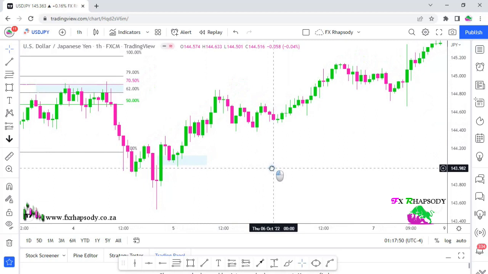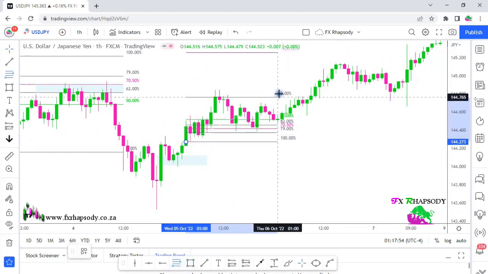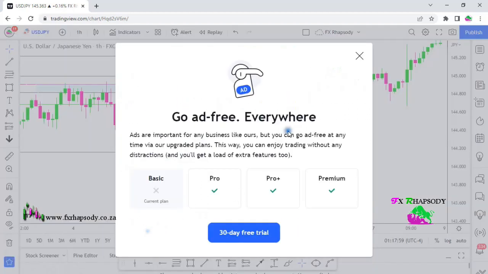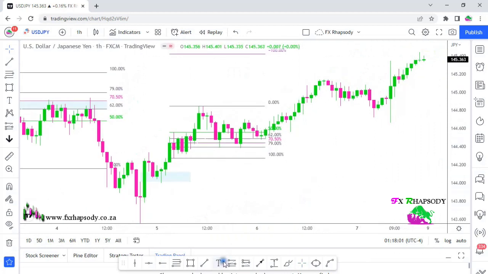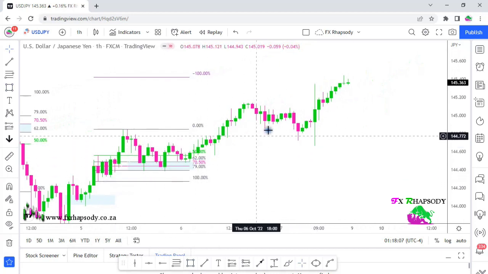If you did miss that one, you could have caught a nice little one. You take the swing low to that swing high over there. Just take this out and you can see price again just consolidating and retracing back to that 62 to 79% area, where price just started moving upwards.